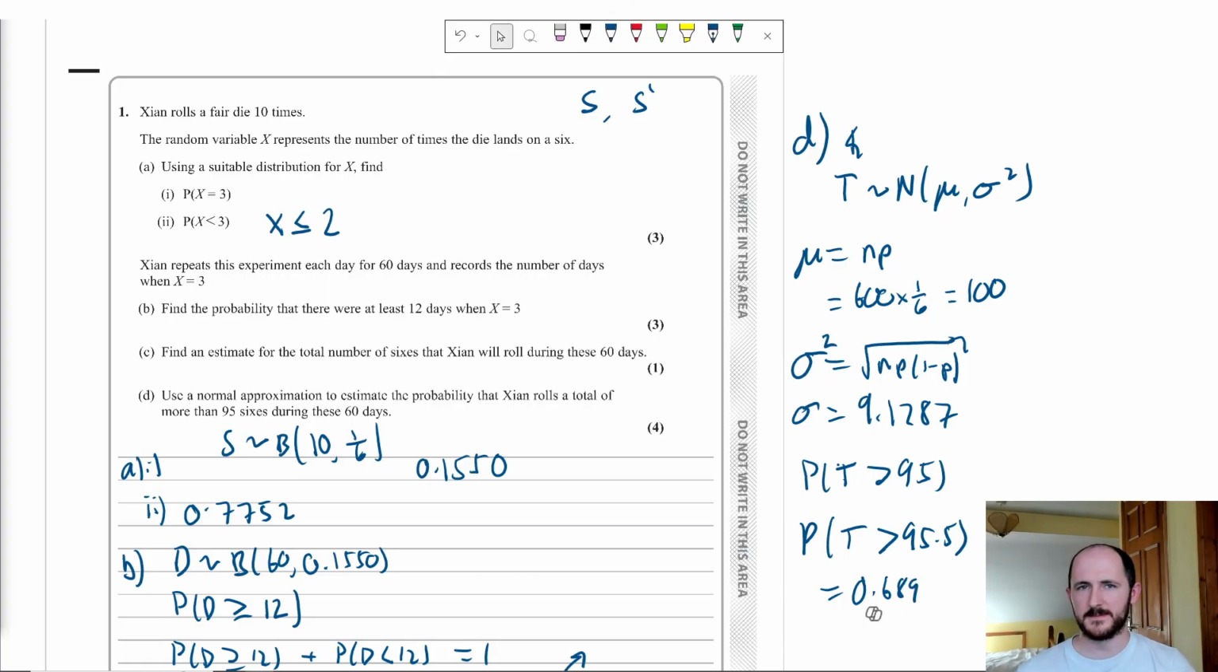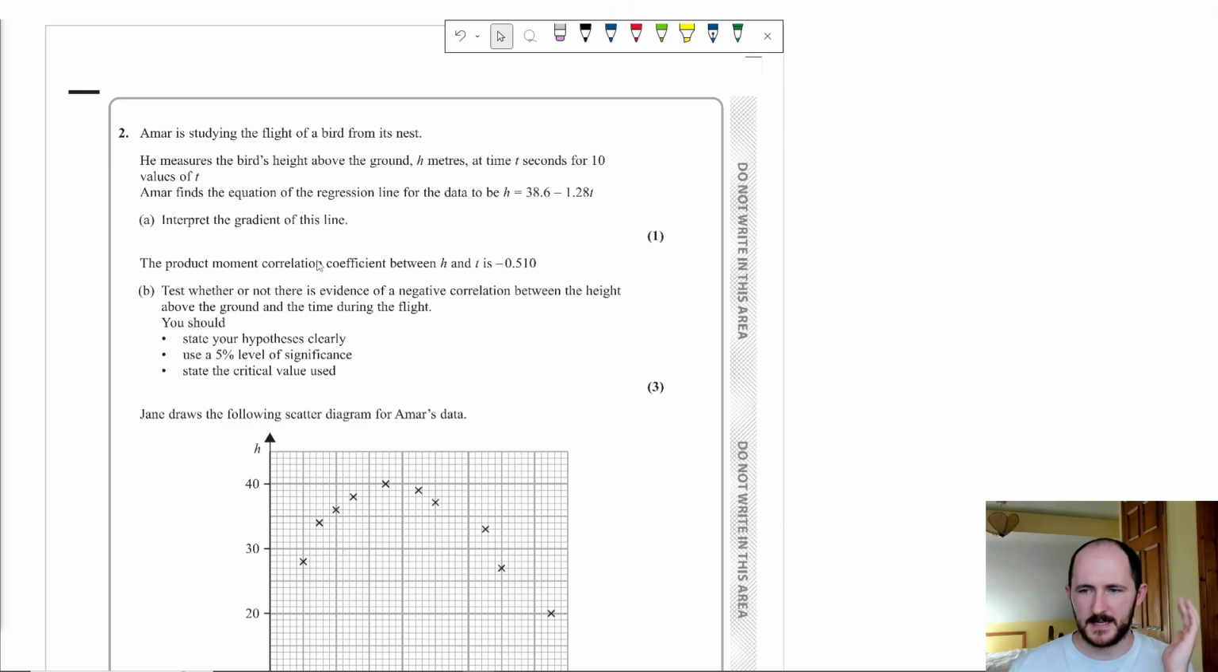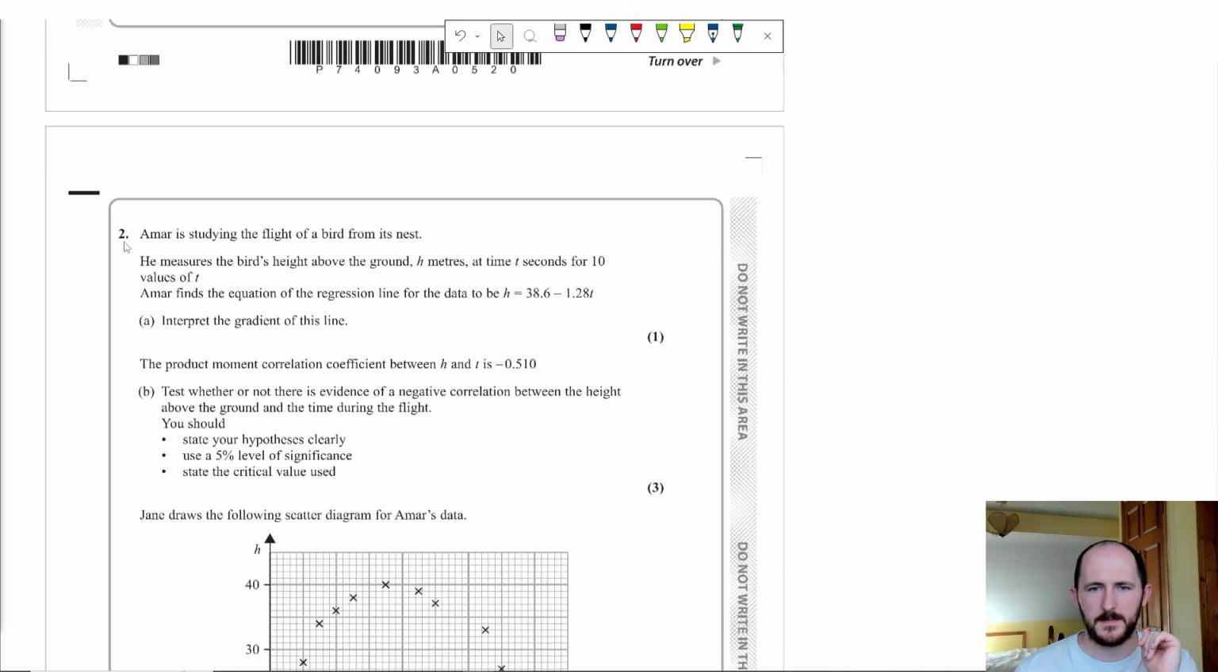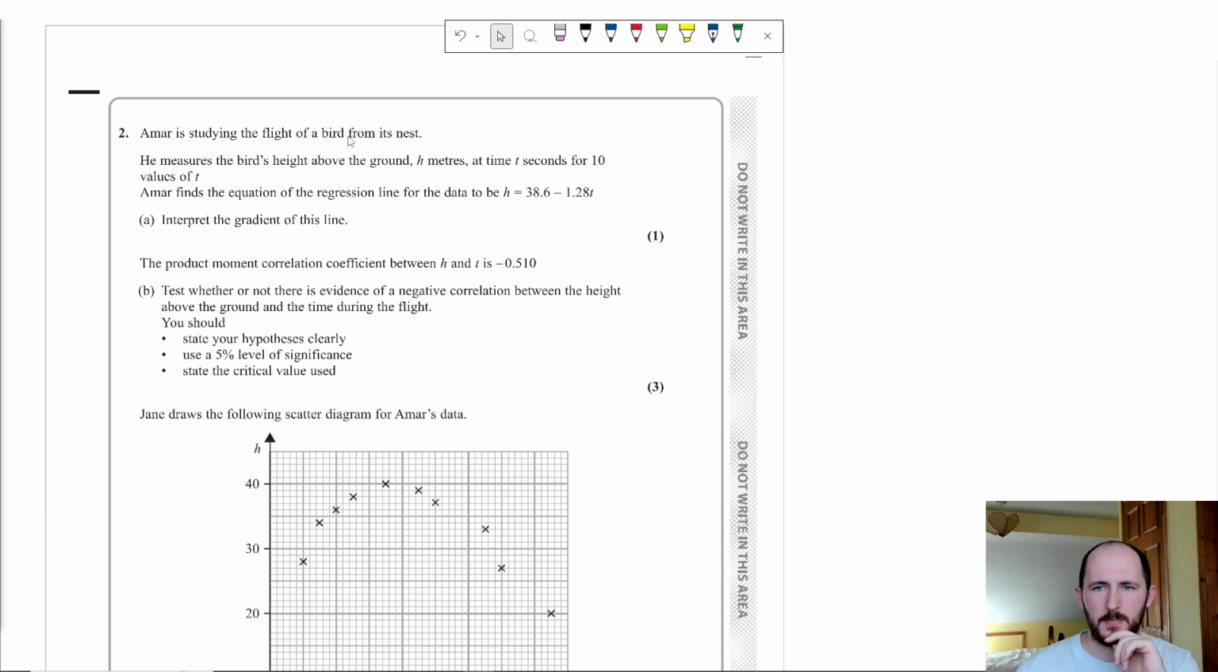Not too bad, hopefully. Okay, so here we have the PMCC question, or the correlation question. Amar is studying the flight of a bird from its nest. He measures the bird's height above the ground, h meters at time t seconds for 10 values of t, and he finds an equation of the line to be 38.6 minus 1.28t. What would the gradient of the line represent?